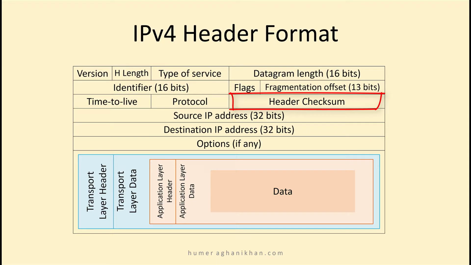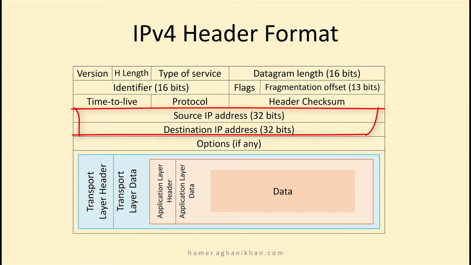Header checksum field. This field aids a router to detect bit errors in a received IP datagram. Source and destination IP addresses. The device which creates a datagram specifies its IP address in the source address field and inserts the address of the ultimate destination into the destination address field.